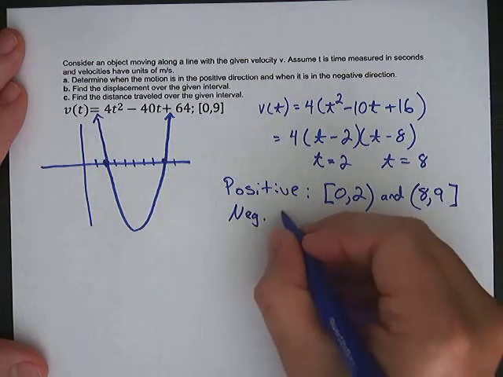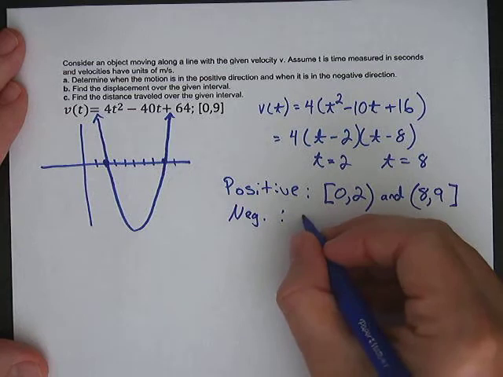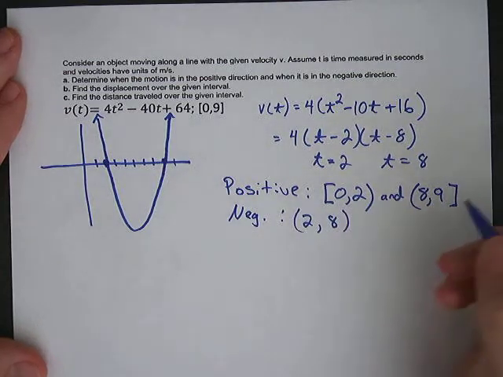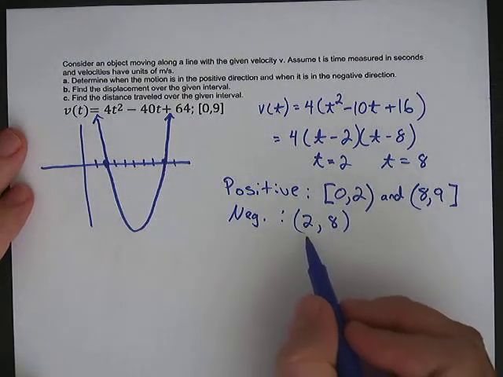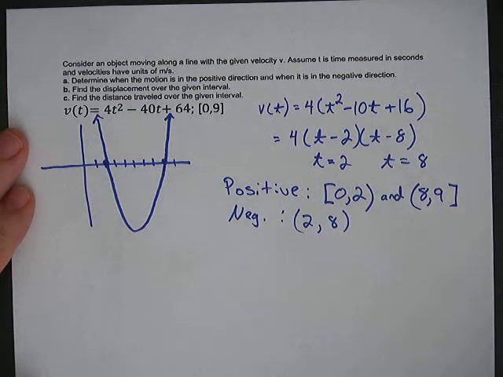Negative. Okay, where is the thing negative? Well, it's negative in between 2 and 8. And for the same reasons earlier that we didn't include 2 and 8, we're not going to include them here. Okay, so that's your answer to A. It's moving in the positive direction from 0 to 2 and 8 to 9, and negative from 2 to 8. It's 0 at 2 and 8.